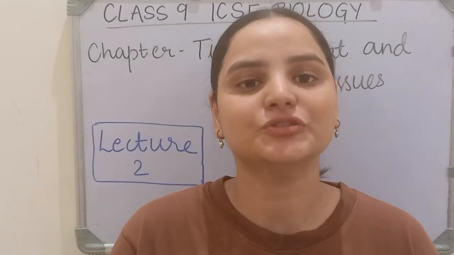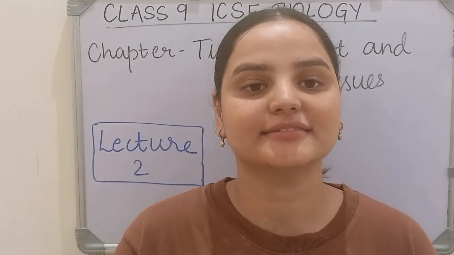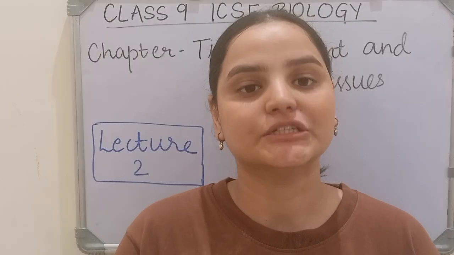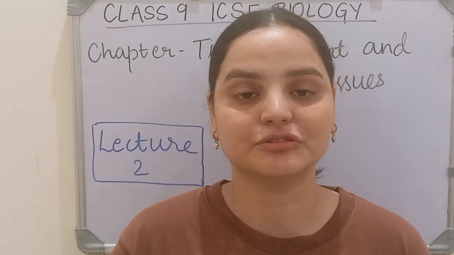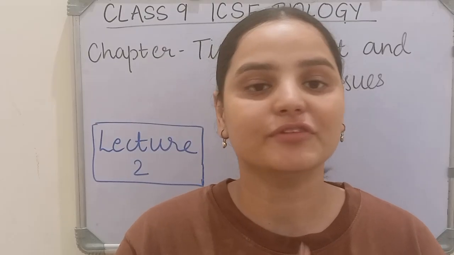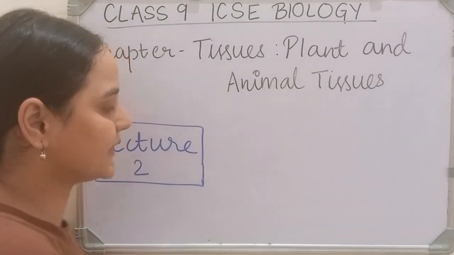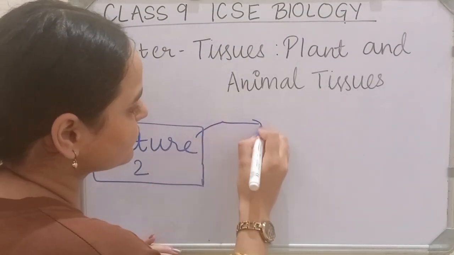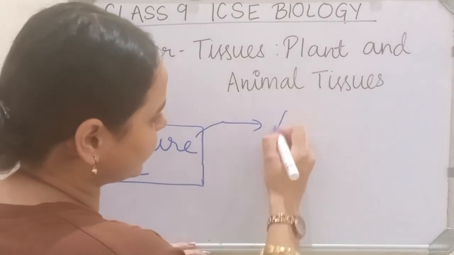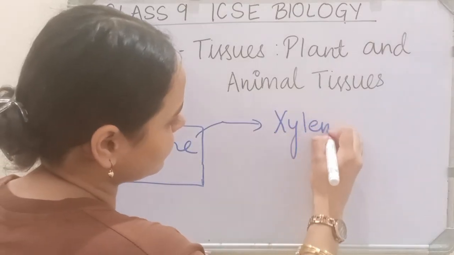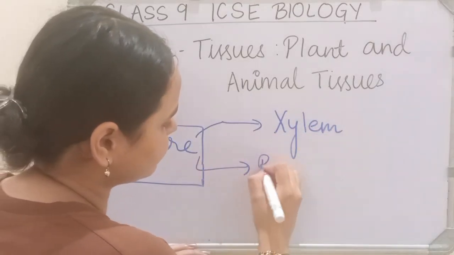So this is lecture 2 of class 9 ICSE biology chapter tissues, plants and animal tissues. And in this lecture today we are going to discuss two types of conducting tissue that are found in plants, and those two conductive tissues are xylem and phloem.